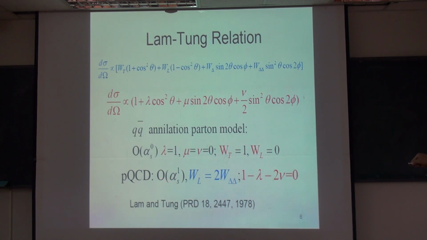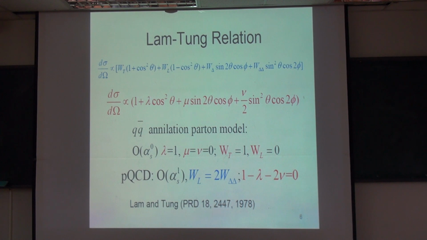You can calculate the coefficients to higher orders, and we have shown that these coefficients satisfy the Lam-Tung relation. We published in 1978 that 1 minus lambda minus 2 nu equals 0. And Jianwei Qiu told me that in fact they have proved this relation to all orders. They performed the resummation of the large logarithms to all orders, and showed that the resummation result still satisfies this Lam-Tung relation. So it means this Lam-Tung relation holds solidly.